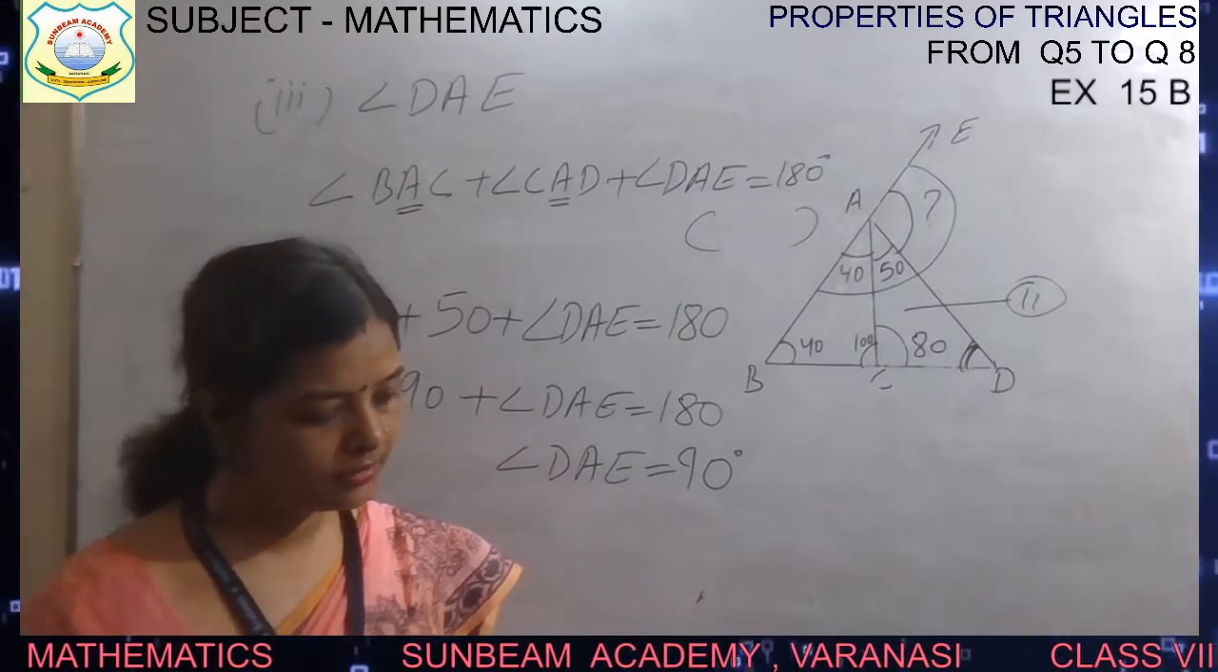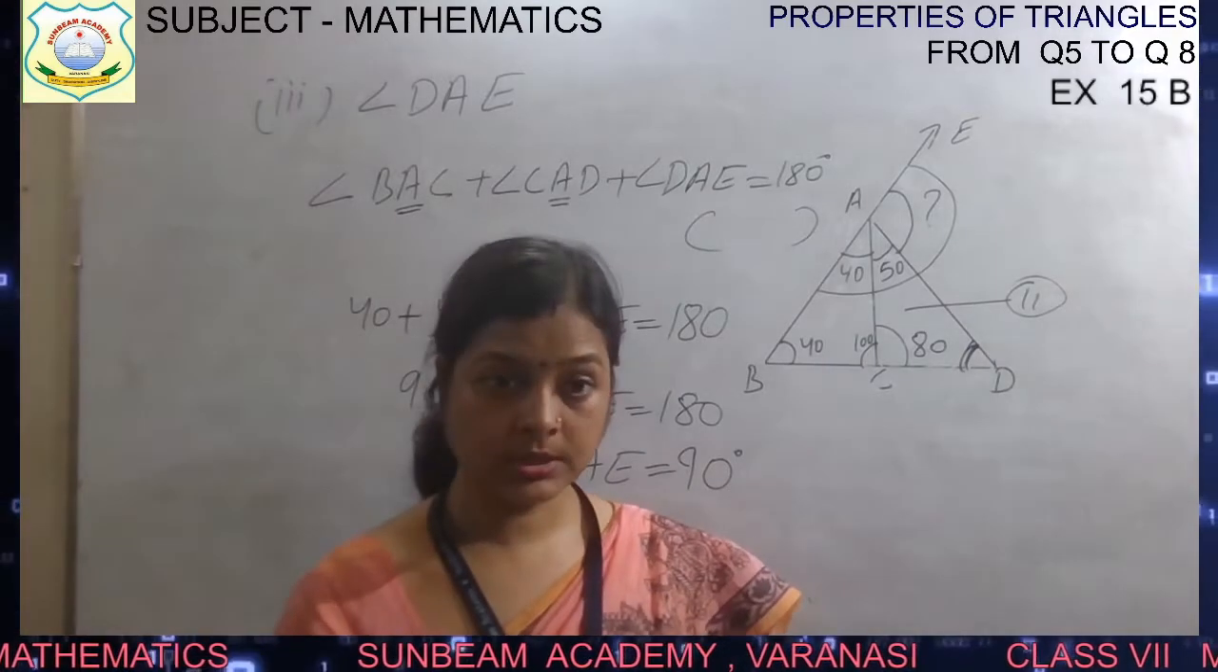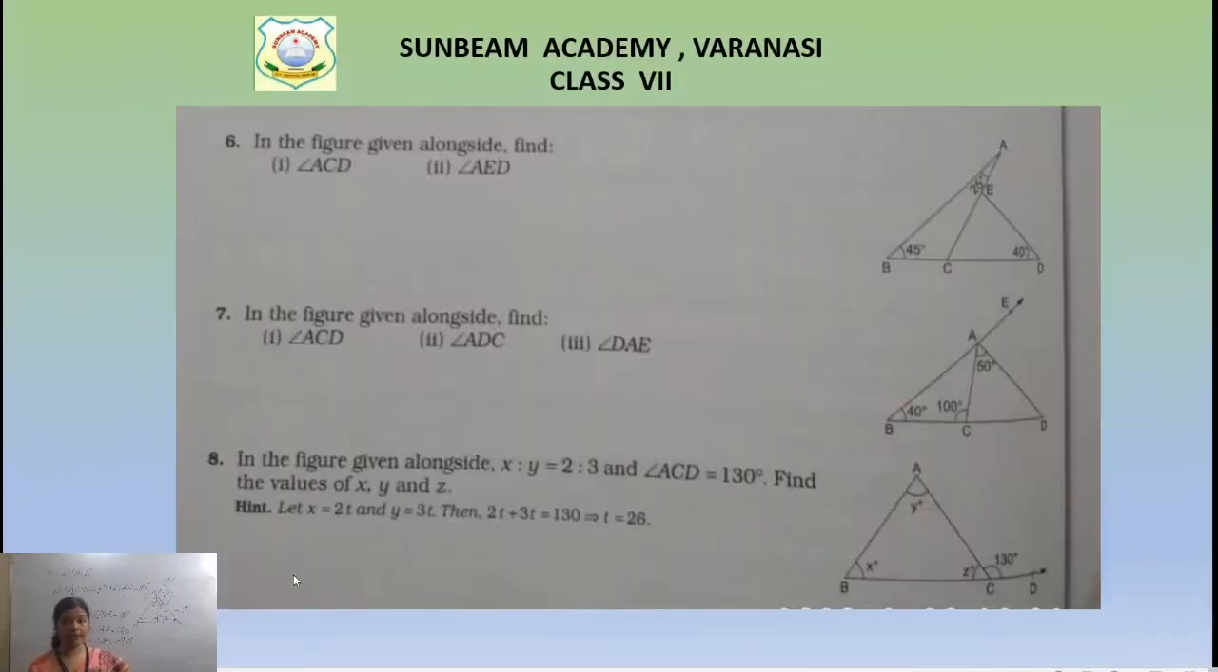Now question number 8. Question number 8, children. See question number 8. It is your homework and I am just explaining it. In the given figure, x is to y is equal to 2:3. Ratio में दिया गया है बेटा. And angle ACD is 130 degree.